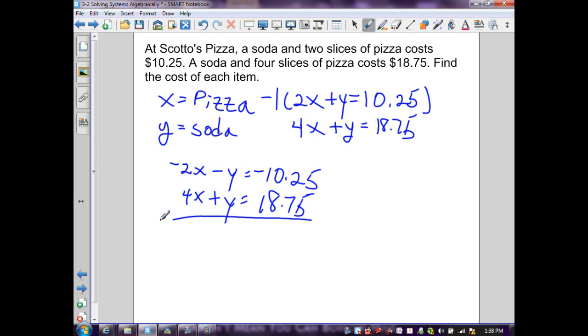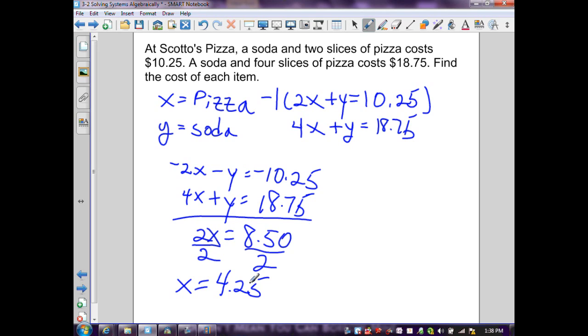When I add, I'm going to get 2x. My y's eliminate because they're opposites, equals a negative 10.25 plus 18.75, which is going to give me $8.50. When I divide by 2, that's going to give me x equal to 8.50 divided by 2, which is 4.25.